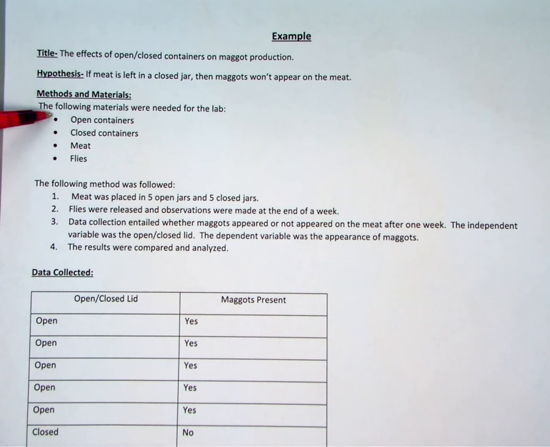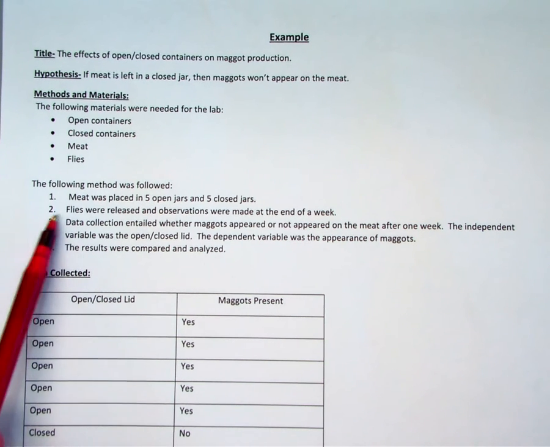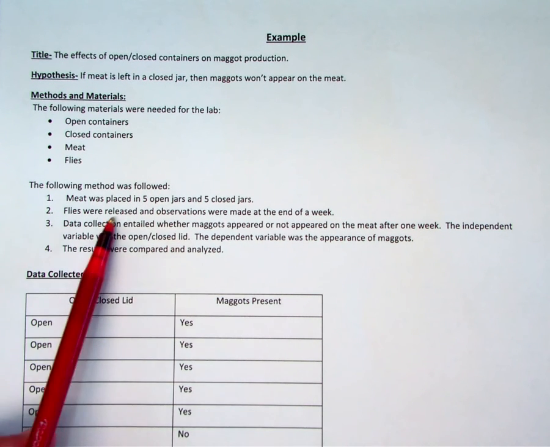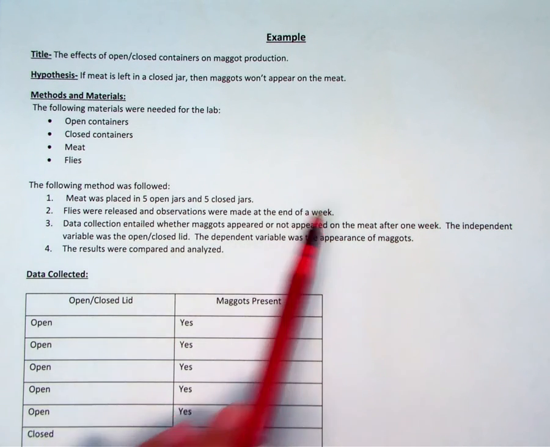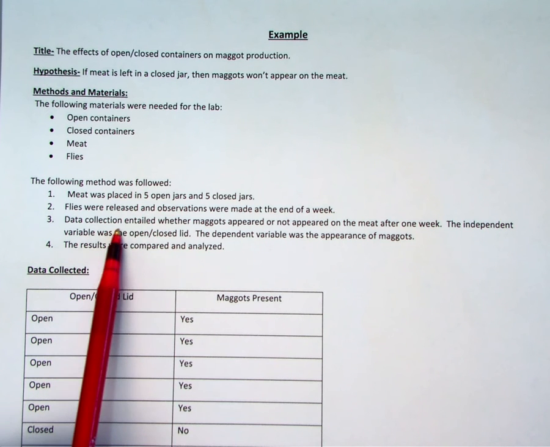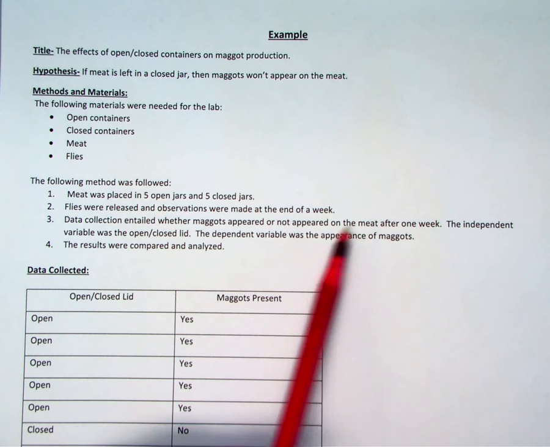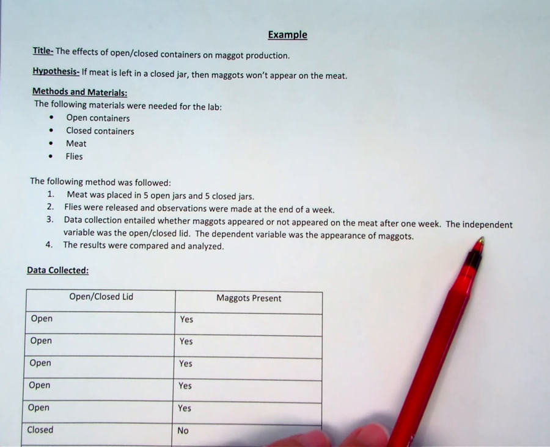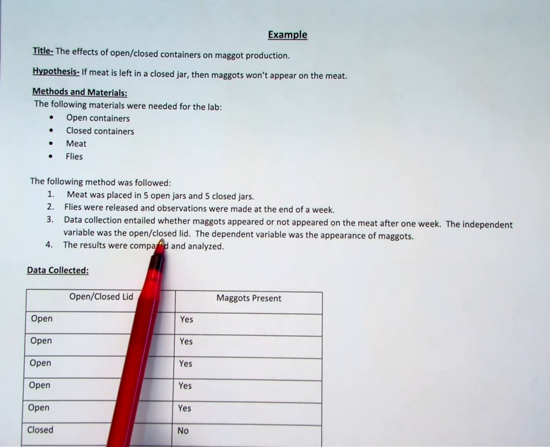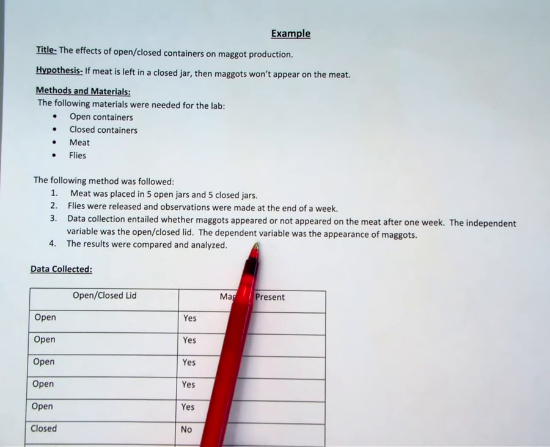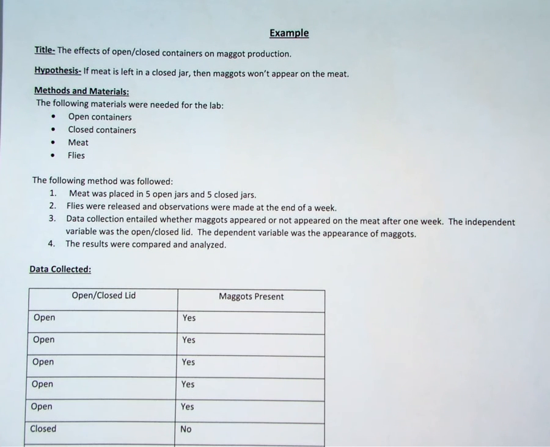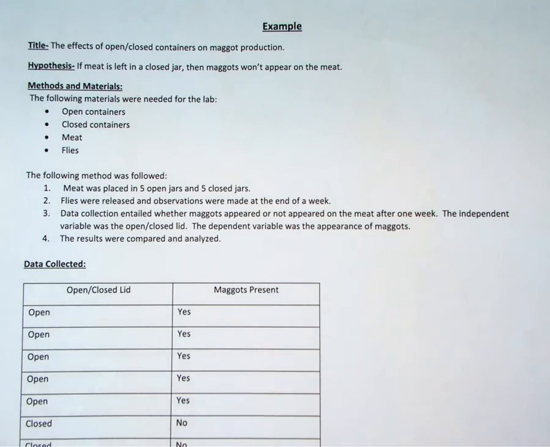Methods and materials. So he listed everything. The following materials were needed. There's his bullet list. The following method was followed. Number 1, meat was placed in 5 open jars and 5 closed jars. Number 2, flies were released and observations were made at the end of a week. Number 3, data collection entailed whether maggots appeared or did not appear on the meat after 1 week. The independent variable, what I control, was the open-closed lid. The dependent variable was the appearance of maggots. The results were compared and analyzed.